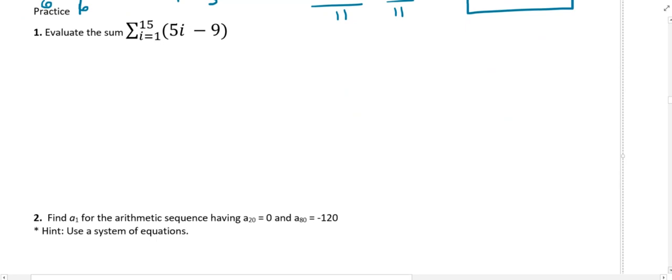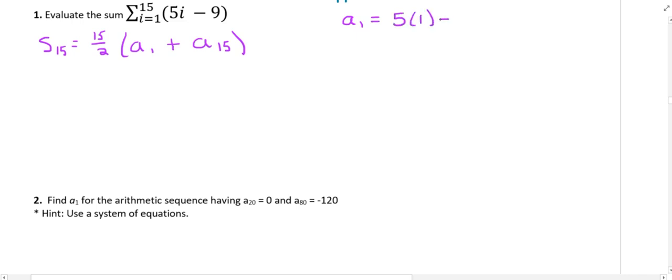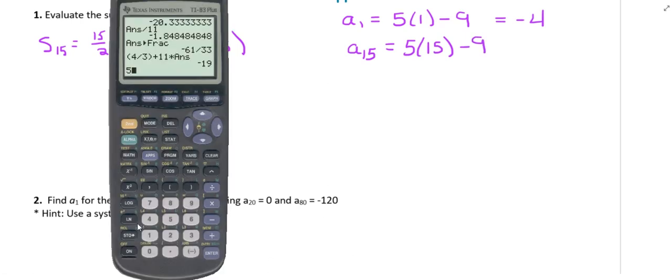Okay, so this first example here, we have evaluate the sum of the first 15 numbers, and then here's the formula. So what we need here is we've got the sum of 15 numbers will be 15 over 2, and then we need a sub 1, and then we need a sub 15, the last term. So let's go ahead and find the first term and the 15th term. So a sub 1 is going to be 5 times 1 minus 9, so that should be negative 4. And then a sub 15 is going to be 5 times 15 minus 9, which is 66.